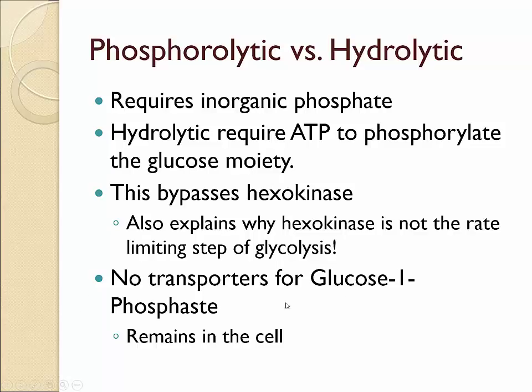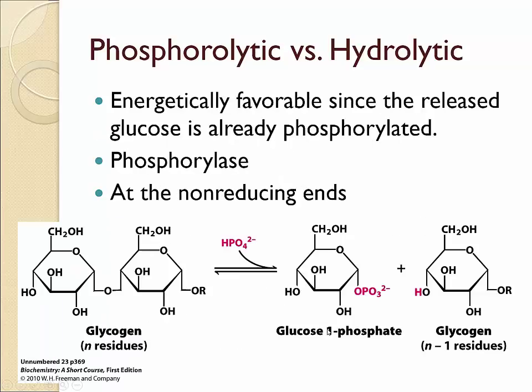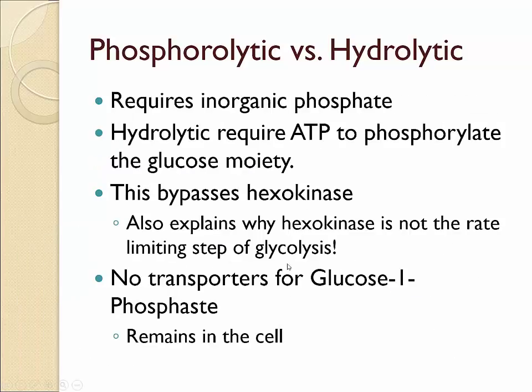Now, it's important to note there are no transporters for the glucose 1-phosphate molecule in cells. We don't move this material around, so the glucose 1-phosphate is stuck in the cell. So we're going to have a bit of a problem here if we want to move a glucose molecule from the liver into the blood, because phosphorylase creates glucose 1-phosphate, not glucose.